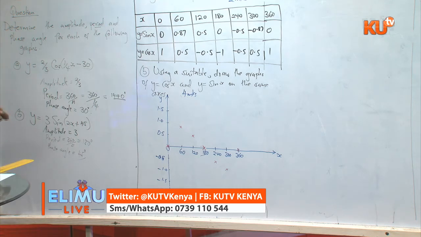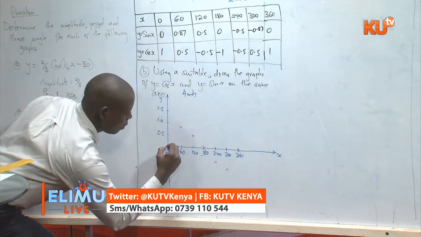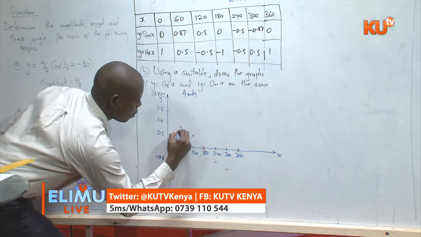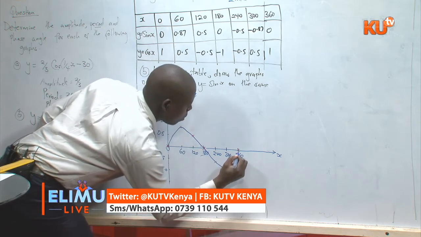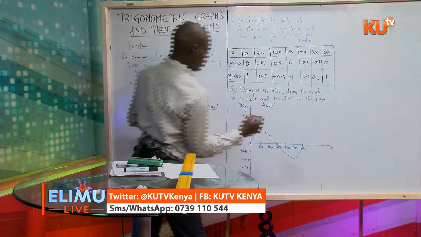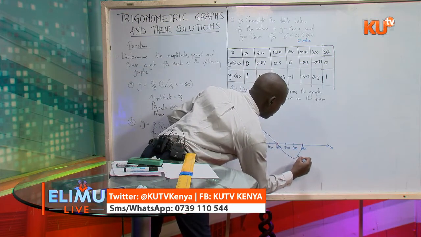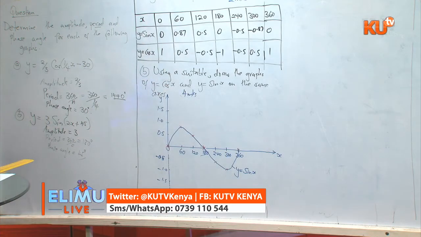And then we need to join them. Ensure you join well at the turning points, because that is what is important. So my curve turns at this point. So I will draw that is my curve. And then we label it y is equals to sine x. I hope you've drawn, my students, and it should be better than what you can see.